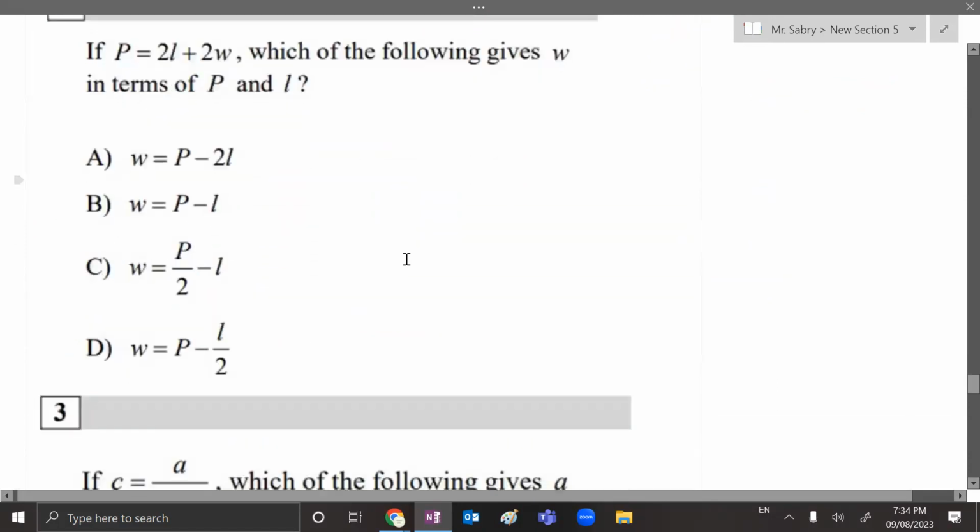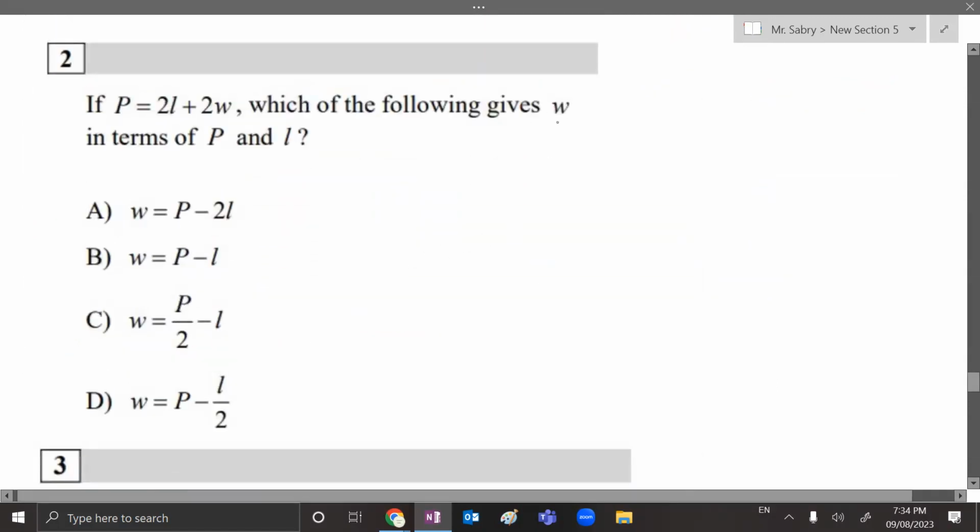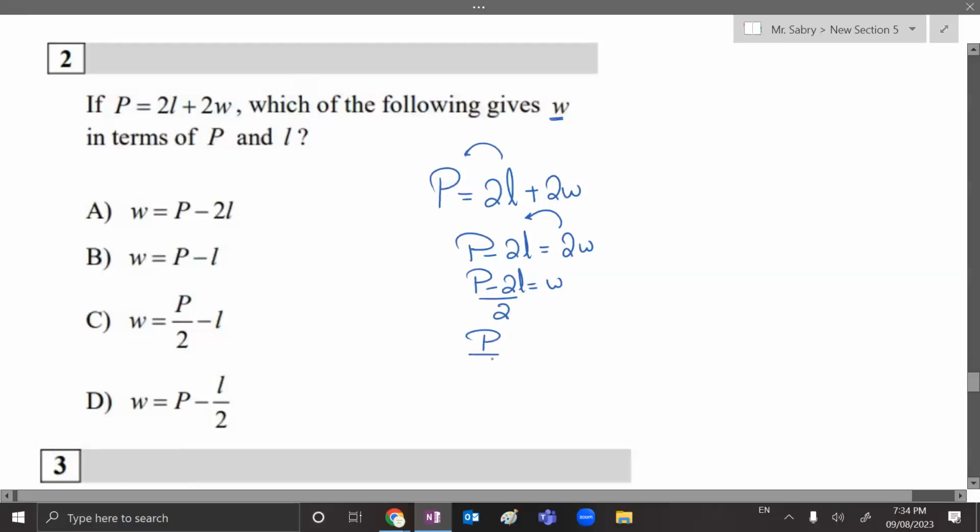Now number 2, it says I want W in terms of everything else. So I will move the 2L to the other side because I want W by itself. So I have P minus 2L equals 2W. Then the 2 goes to the other side by division, so P minus 2L over 2 equals W. I'll split them too, so it will become P over 2 minus L equals W, because the 2 over 2 cancel each other. So P over 2 minus L equals W. So the answer here is C.